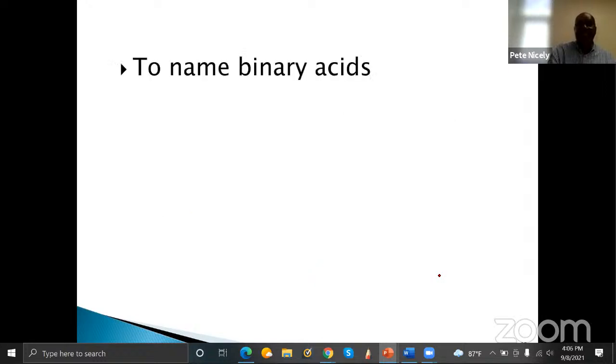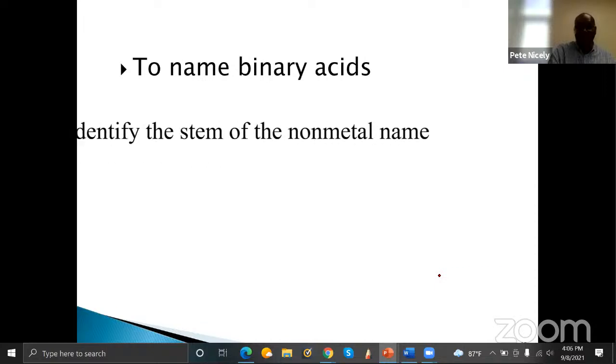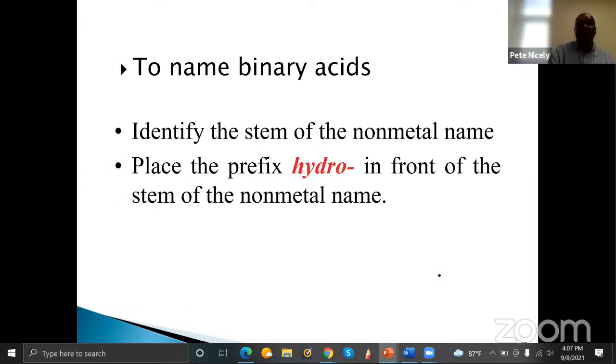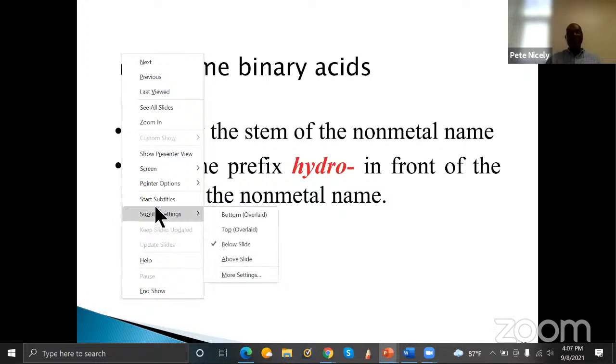So to name binary acids, we identify the stem of the nonmetal name, all right? Just like we did before when it comes to other binary compounds. For example, if the nonmetal is chlorine, then we use the stem chlor. If the nonmetal is iodine, then we use the stem iod, and so on and so forth, right? One thing that they all have in common when you're naming these compounds is the prefix hydro. Let me go back to my pointer here.